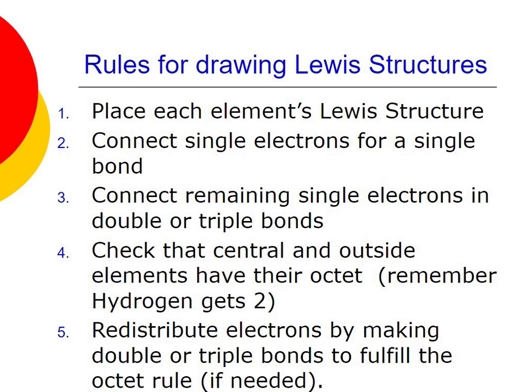Now, hydrogen is an exception, it's only going to have 2. So if it has 2 electrons around it, then it is good and it's happy. Okay? Anything else needs 8 valence electrons.